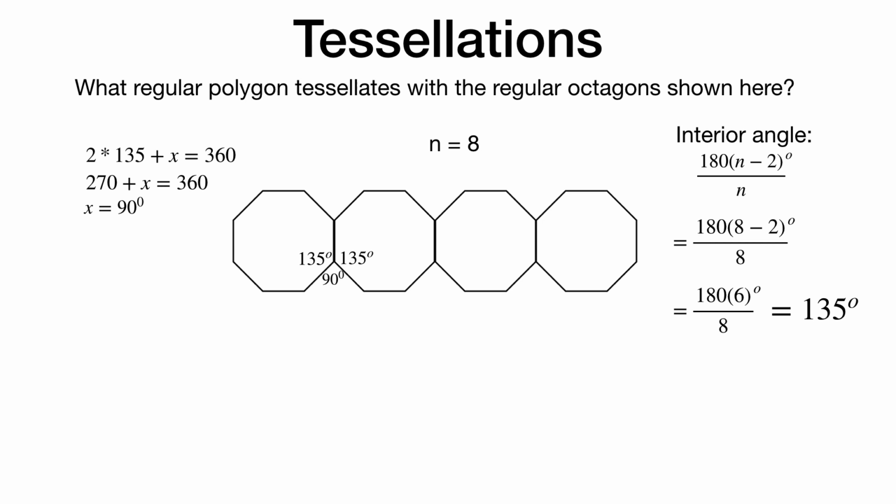And so once I know that, I can ask the question, what regular polygon has an angle of 90 degrees, right? What regular polygon has interior angles that are 90 degrees? And I think most of us know this without even having to do any computations. Why, that's a square. So the answer to the question, what regular polygon tessellates with regular octagons? Well, that's going to be a square.